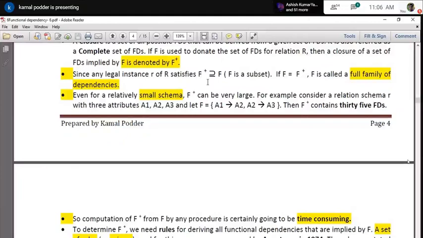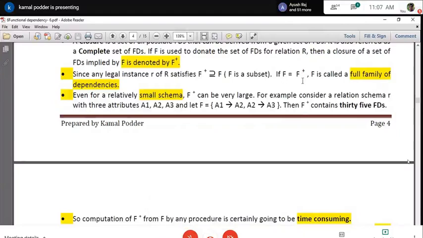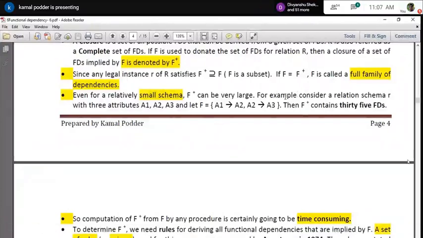So when you suggest an F, that means a set of FDs, and I find the closure of the FDs, and after deriving the closure I see that both are equal, then I can say F contains the full family of dependencies. There cannot be any other dependency which cannot be derived from there. So this is the idea of the closure.